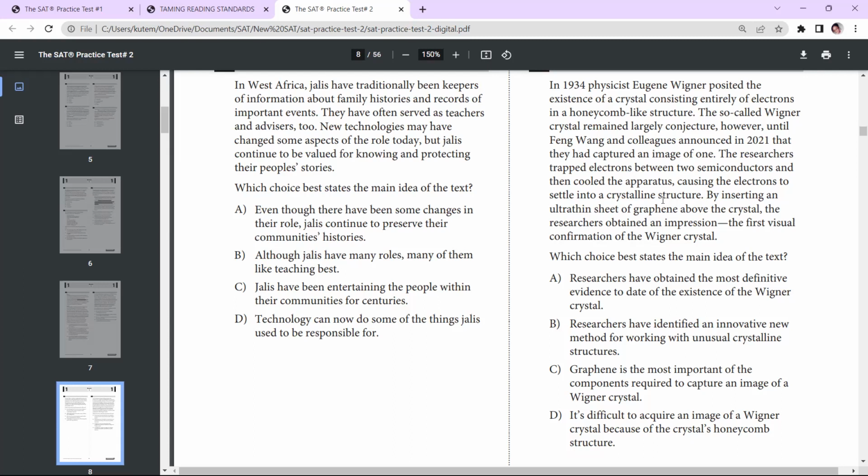A says, researchers have obtained the most definitive evidence to date of the existence of the Wigner crystal. B says, researchers have identified an innovative new method for working with unusual crystalline structures. C says, graphene is the most important of the components required to capture an image of a Wigner crystal. D says, it's difficult to acquire the image of a Wigner crystal because of the crystal's honeycomb structure. So just from what we've read, does anything stand out? What do you think? A, B, C, or D?